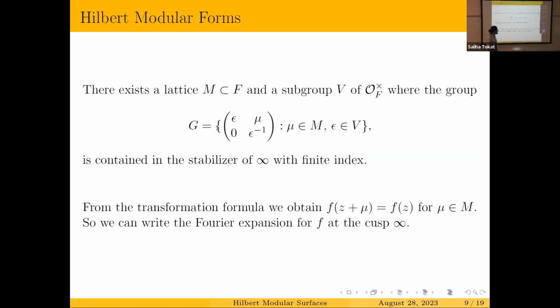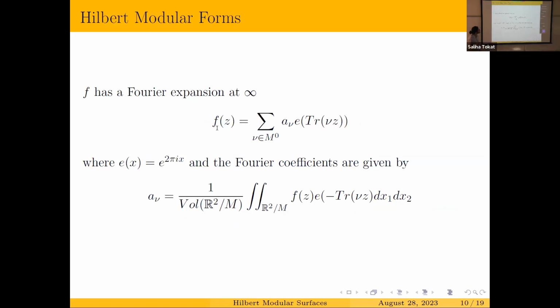So now this equality tells us that we can define a Fourier expansion of f, and we write this Fourier expansion around the cusp infinity. The Fourier expansion has Fourier coefficients a sub nu, and the nus come from the dual lattice of the previously given lattice M. The dual lattice is given with respect to the trace form.